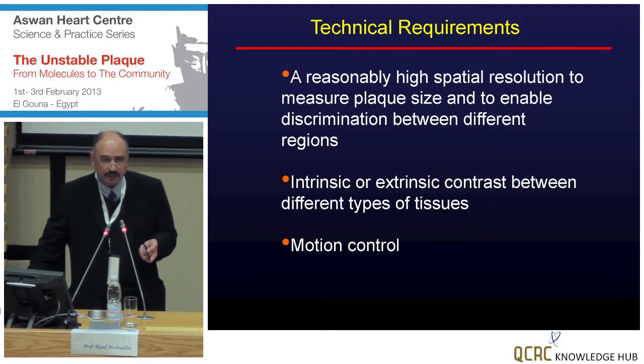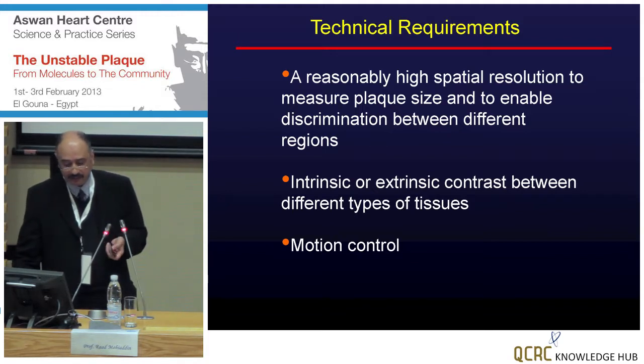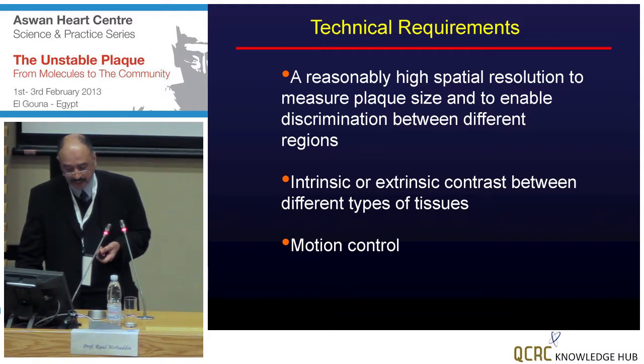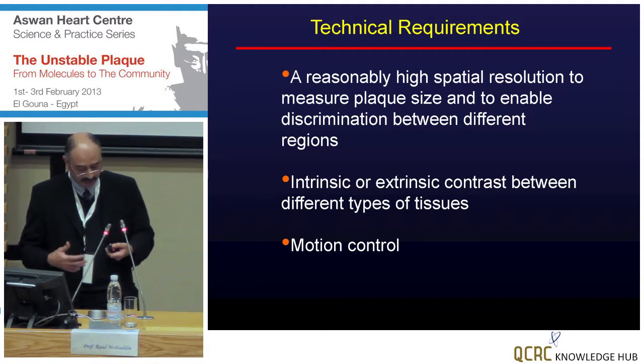For those who are interested in doing this type of study, it is demanding, because resolution is very important. We're talking about a resolution of at least less than 400 microns to get meaningful information. You can use intrinsic or extrinsic contrast to try to differentiate between the different lesions. And when you come to the coronary artery, because it is situated in an area of physiological motion, you have to think of how to control motion, whether it's respiratory motion or cardiac motion.